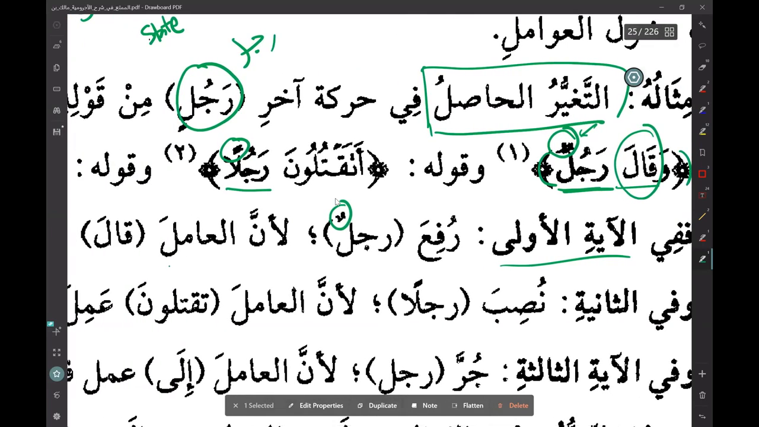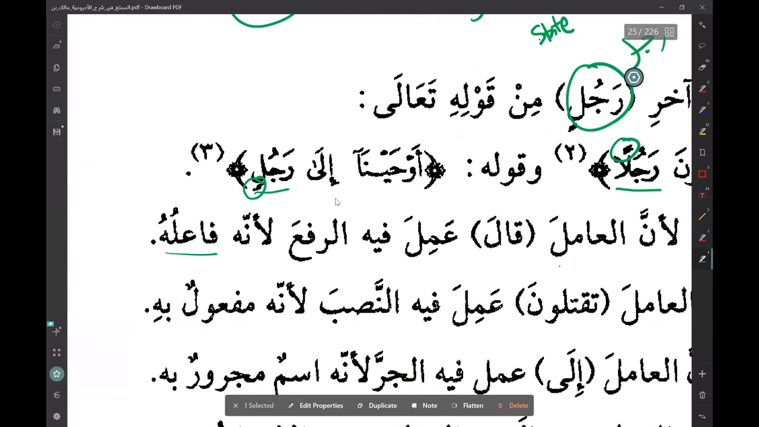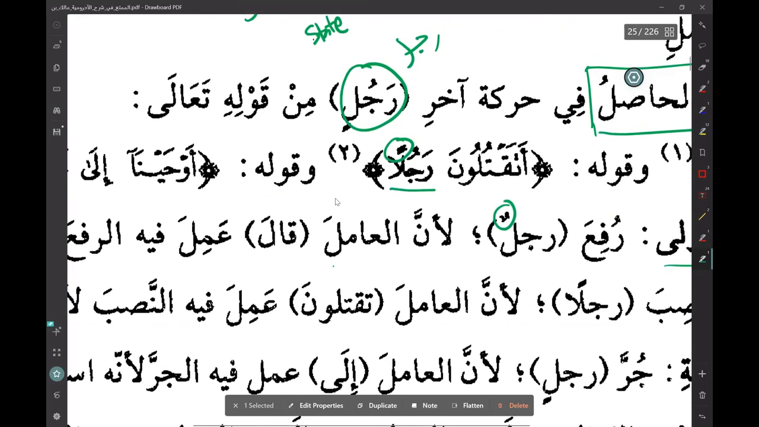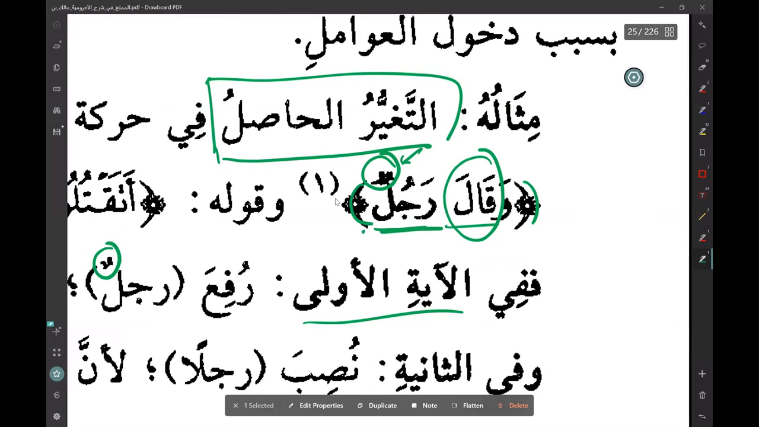Because we know the verbs. I think he will explain. Because it is its fa'il. So now you have to understand a little bit of difference between what they mean by fa'il, what they mean by amil, and what we mean by fa'il. So this is a fa'il. Why? Because the thing that is making this one into dhamma, because of the amil, is qala. Qala is a verb, and the verb needs a doer, and the doer is marfu.